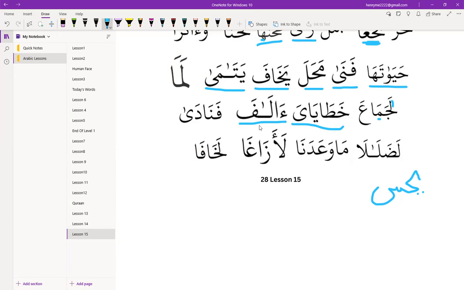Alafa. But this one is not alafa though. You notice that there is an alif here. So this is alafa. The one that I was talking about, there shouldn't be an alif here. There shouldn't be an alif, so it would be alafa.